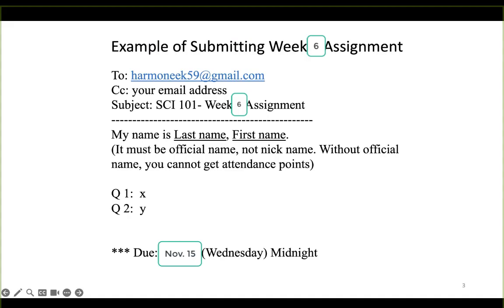This is an example of how to submit the assignment. You need to send quiz answers to my email address. You need to include your email address and the subject title SCI 101 Week 6 assignment. This is the email main text body. You need to write your last name, comma, followed by your first name. Please do not swap the position of last name and first name. You must start with last name, comma, then first name.